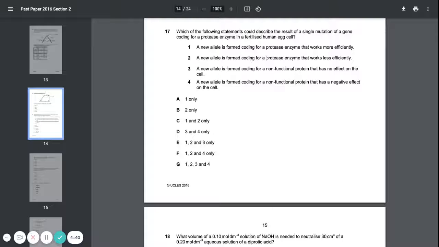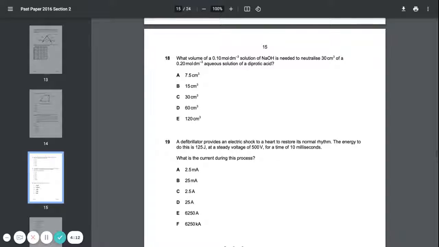A new allele is formed coding for a protease enzyme that works less efficiently. This again is possible. A new allele is formed coding for a non-functional protein that has no effect on the cell. Possible. A new allele is formed coding for a non-functional protein that has a negative effect on the cell. This again is possible. So the correct answer should include options 1, 2, 3, and 4. That is option G.